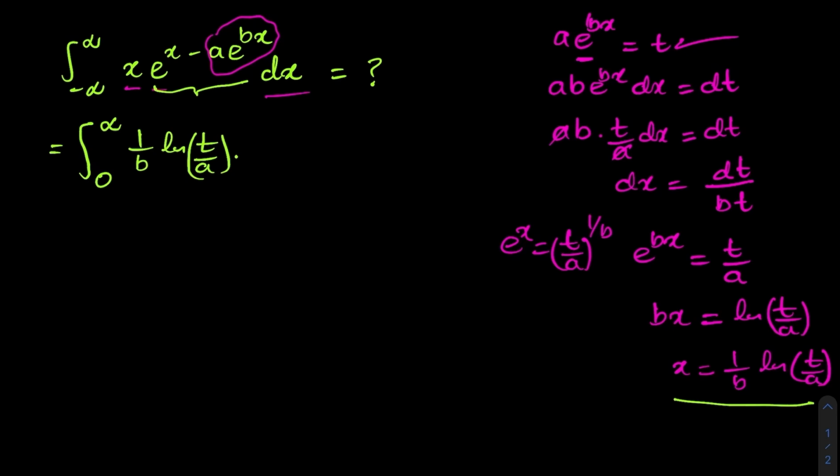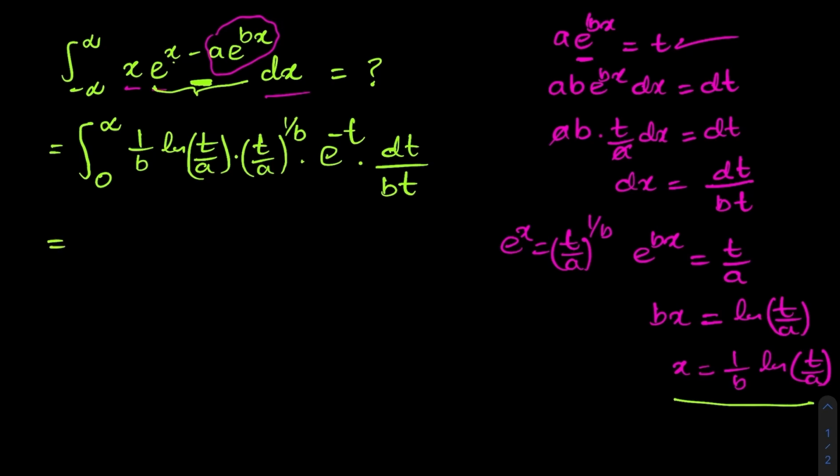Then e to the x, we know t over a raised to the 1 over b. Then here we have e to the minus a e to the bx, we know minus t. So, e to the minus t times now dx, we know dt over b times t. Well, then we can simplify.